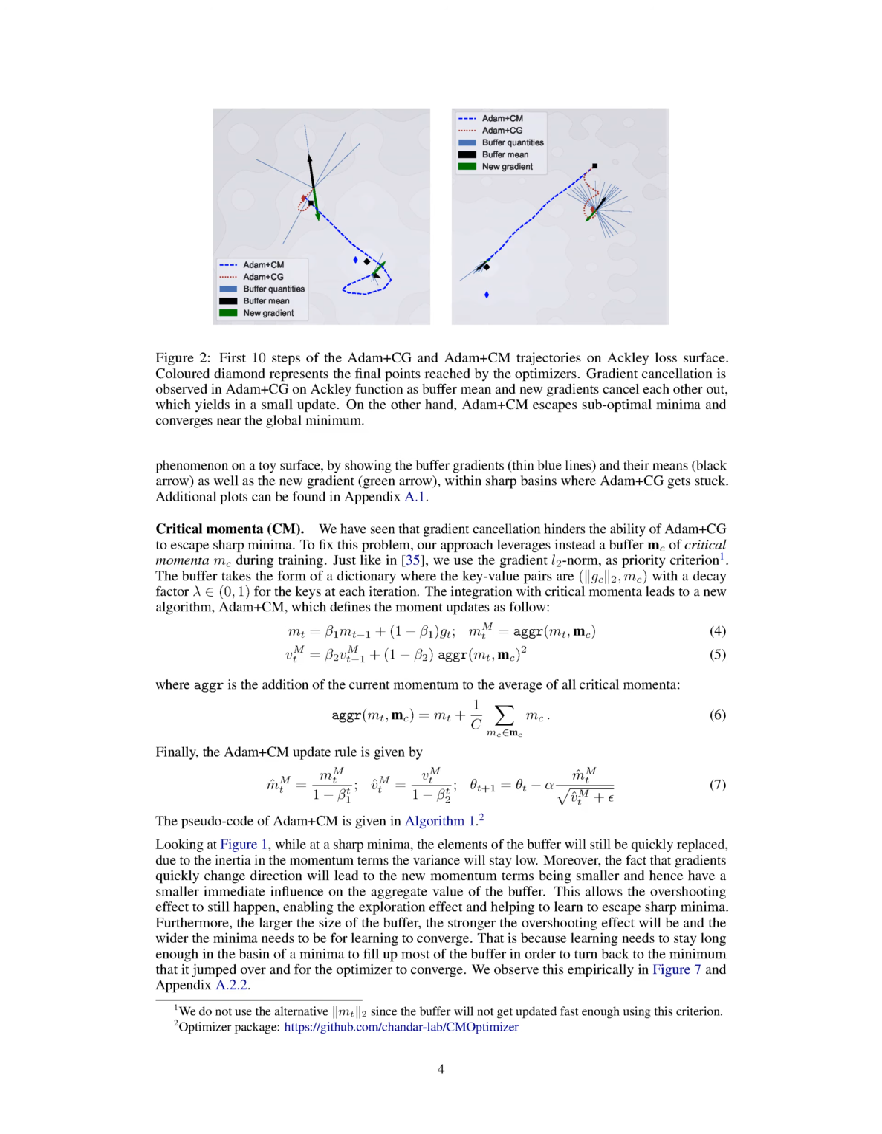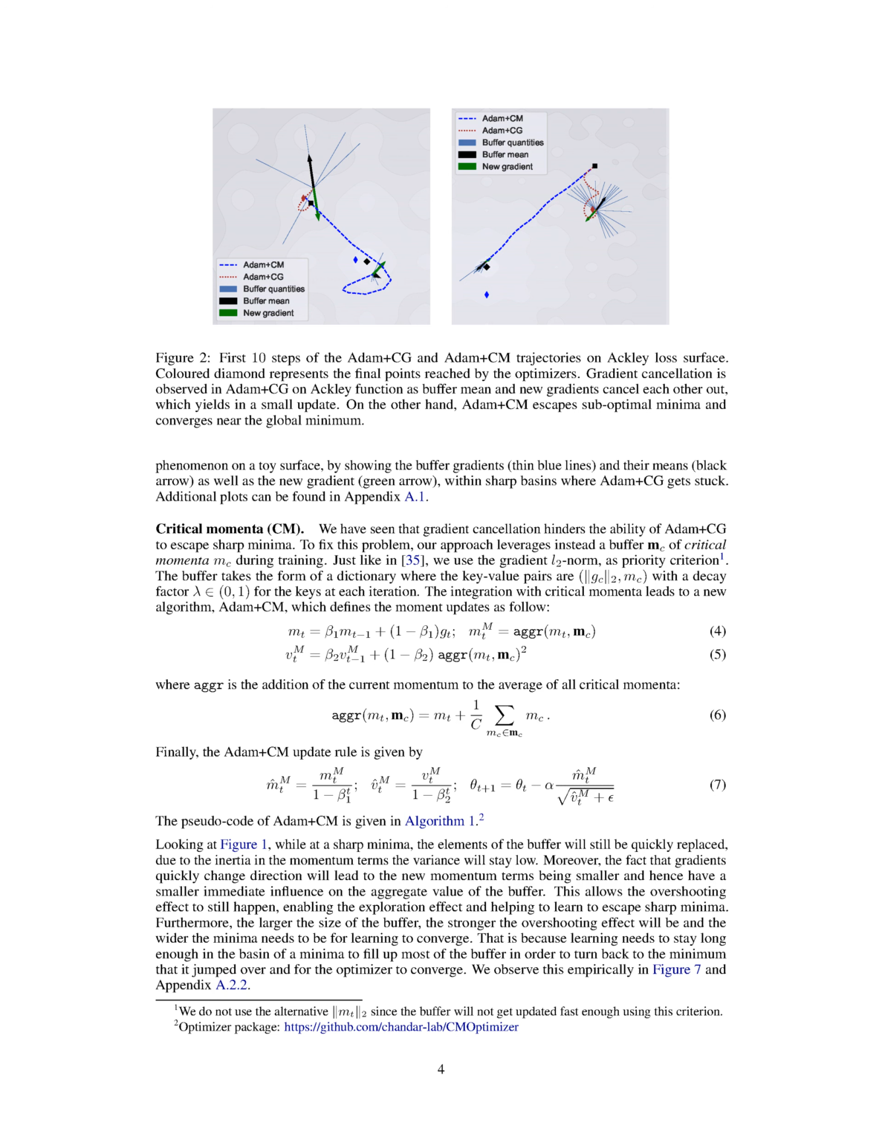Our buffer is structured like a dictionary, where each key value pair is G_C_2, M_C. Each key has a decay factor lambda, which is between 0 and 1, that is applied at each iteration. This integration of critical momenta results in a new algorithm, Adam plus CM, which updates the moment as follows. The moment at time t, denoted as M_T, is calculated as a weighted sum of the previous moment and the current gradient. The weightings are determined by the parameter beta_1.